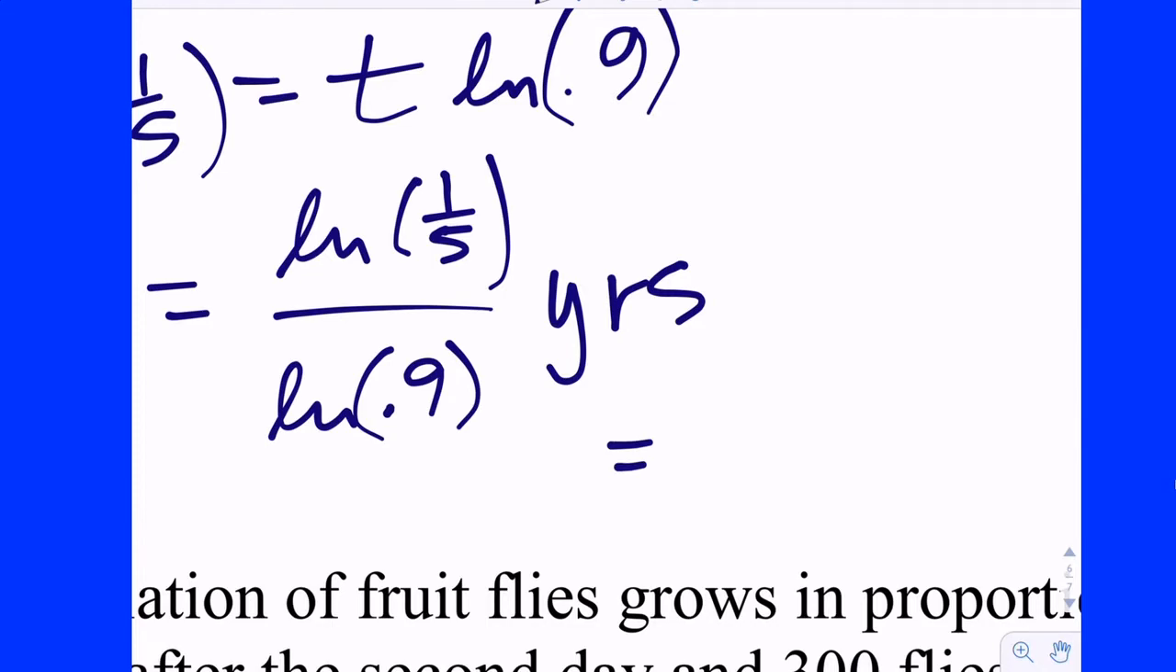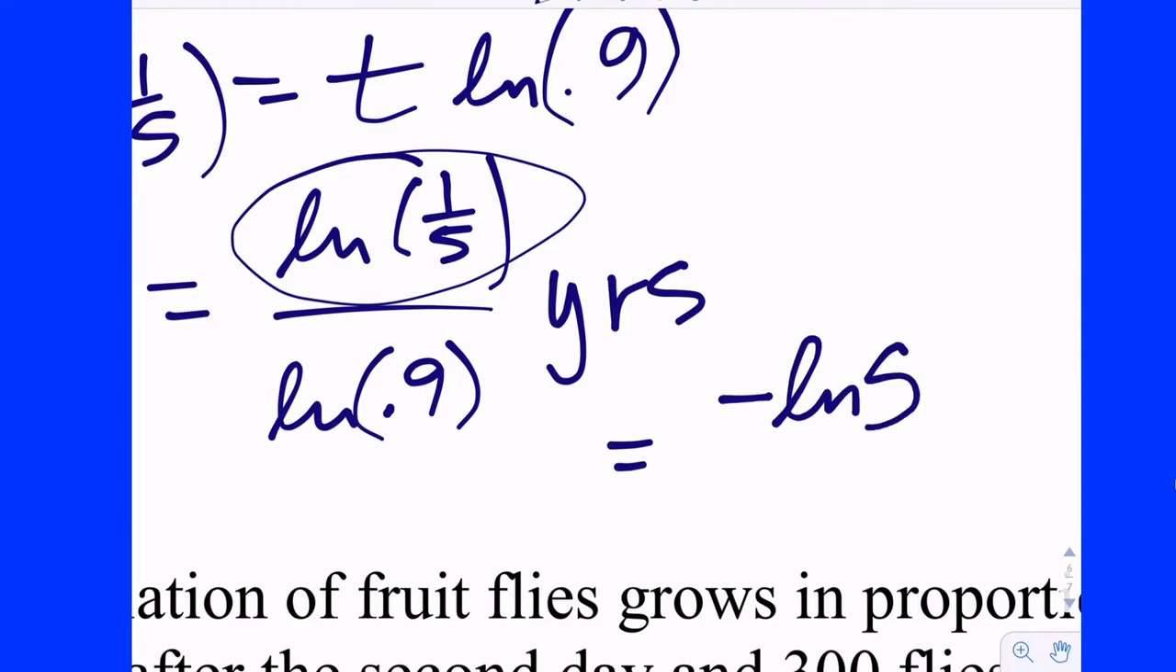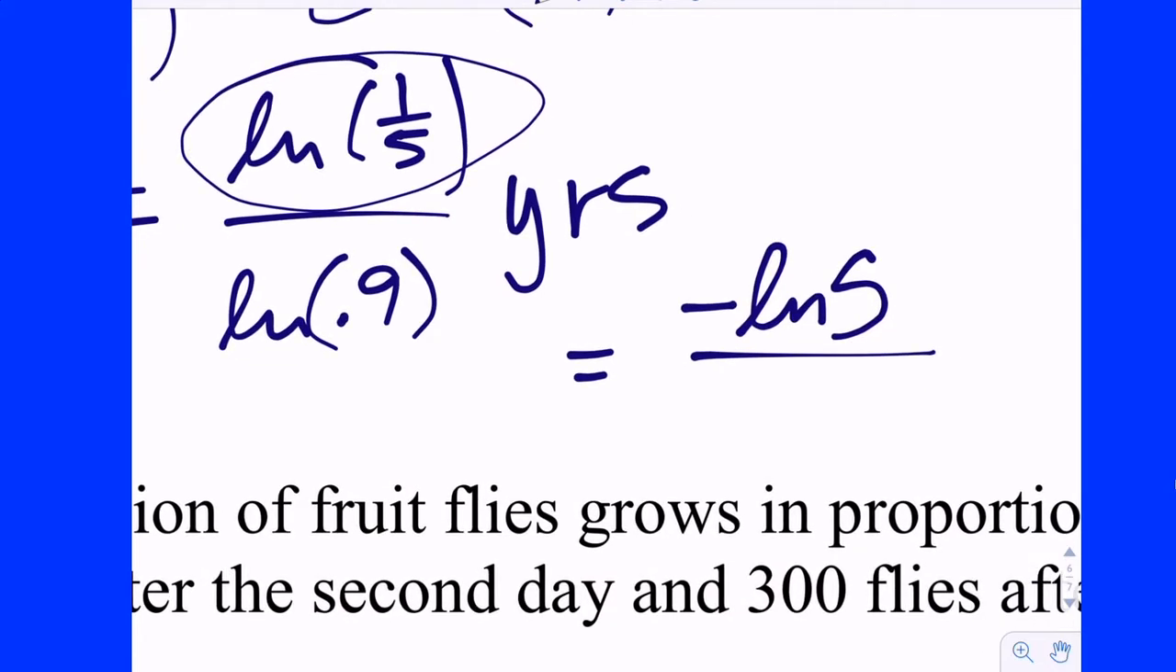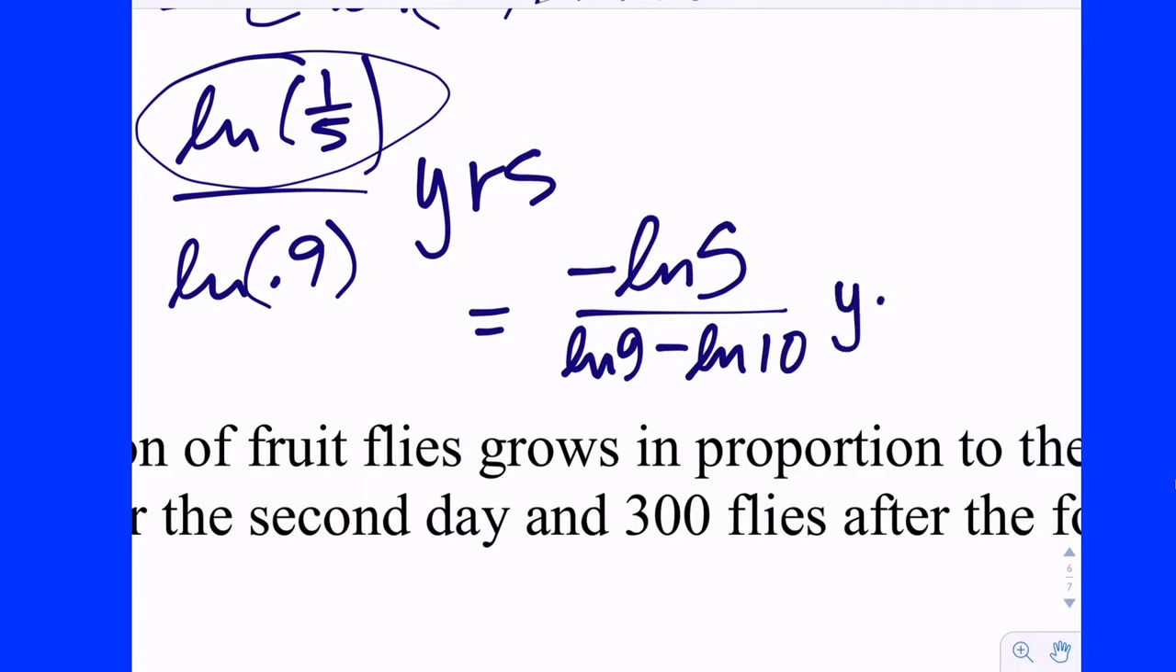So what's another name for the natural log of 1/5 that wouldn't involve a fraction? Negative natural log of 5. Very similar to what we just saw with the 2. 1/5 is the same as 5 to the negative first, where you get the natural log of 1 minus the natural log of 5. So that's a little bit better. And then, of course, the natural log of 0.9, they might call the natural log of 9/10, which would be the natural log of 9 minus the natural log of 10.